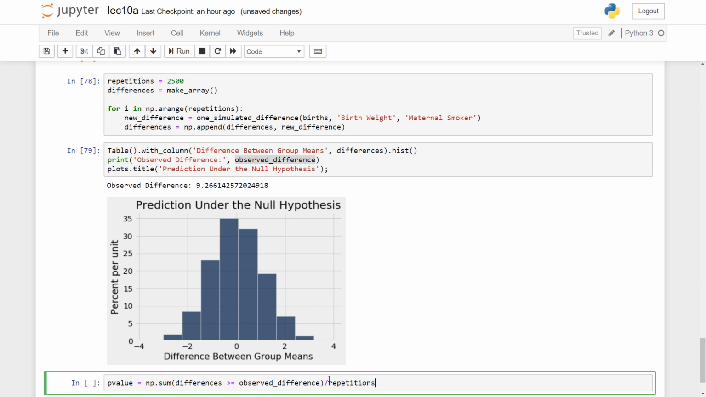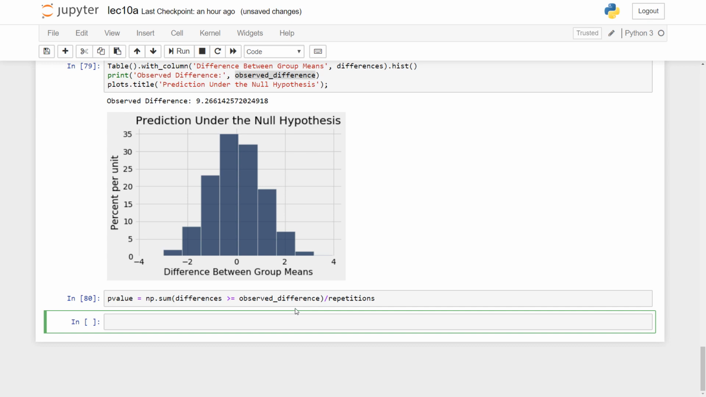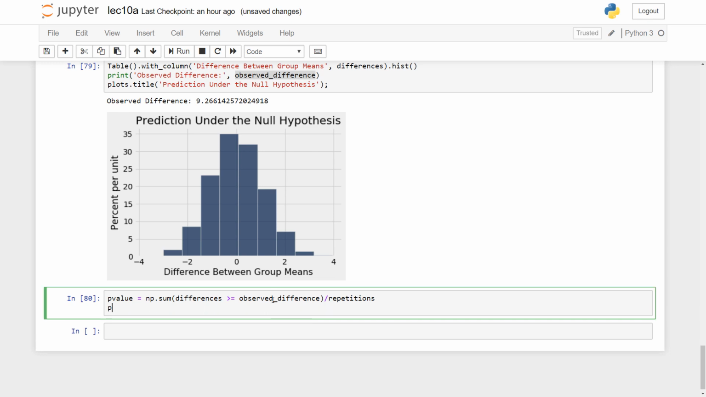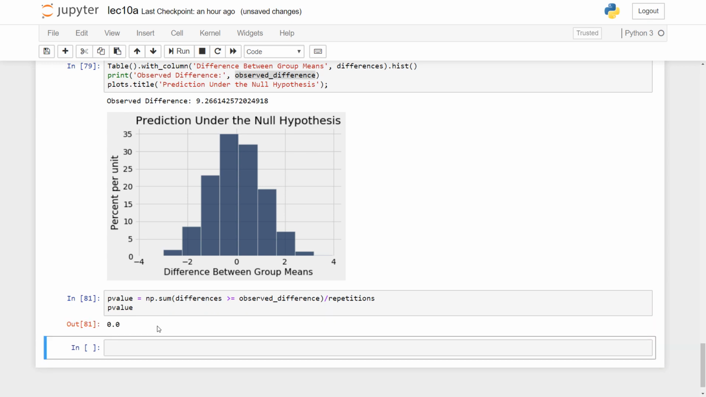What do you expect from the table? Actually, it doesn't seem that we have any case that is higher than the observed difference. Where is the observed difference? Remember, it is approximately in that position. So it doesn't seem that we have any case, and the value is 0. That means the p-value is 0.